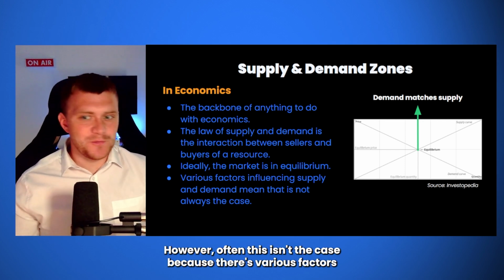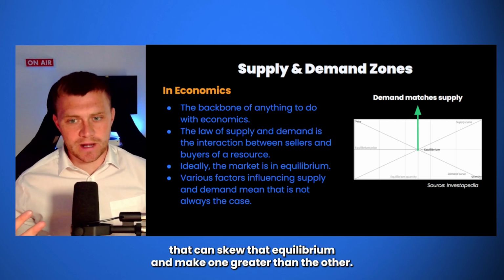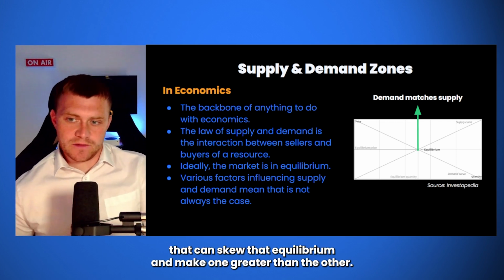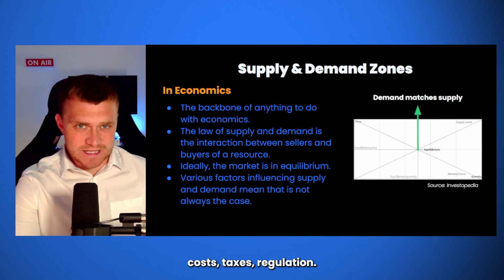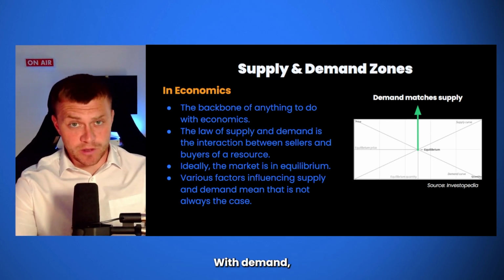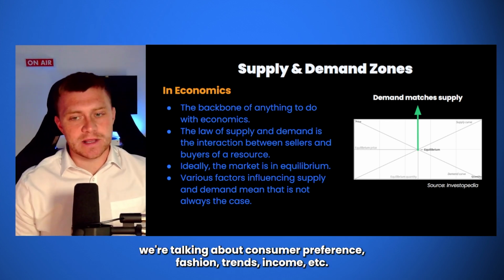However, often this isn't the case, because there's various factors that can skew that equilibrium and make one greater than the other. For example, supply factors include things like production costs, taxes, regulation, but for demand, we're talking about consumer preference, fashion, trends, income, etc.